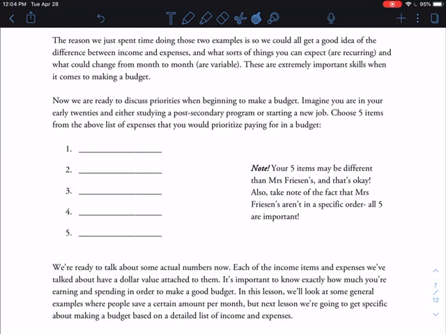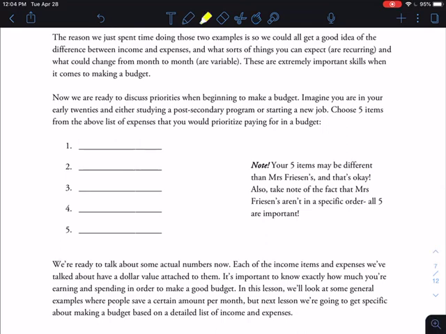All right, so now we're going to just talk about some priorities when you're making a budget, okay? Now, again, I've already written it in your notes, but the things that you prioritize might be different than mine, and that is fine, okay? Don't worry about that. For me, the things that I would prioritize are rent, groceries, utilities, gas, and cell phone bill.